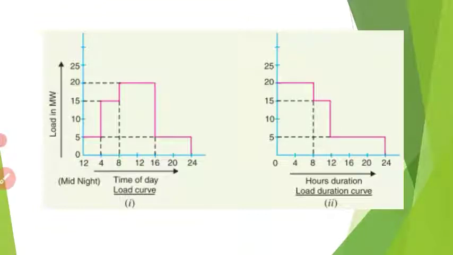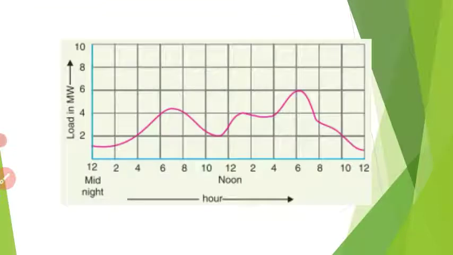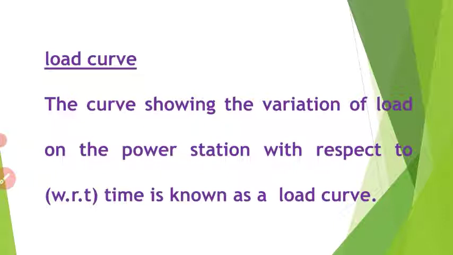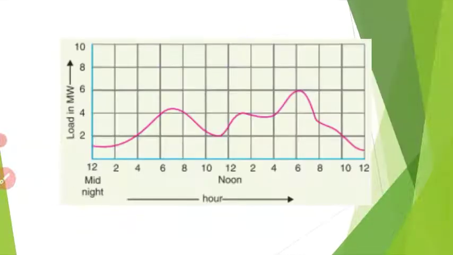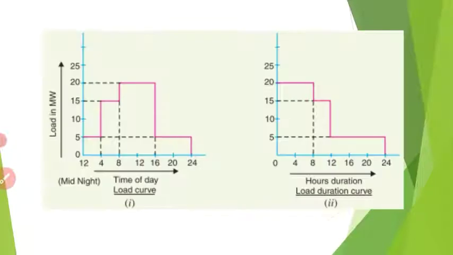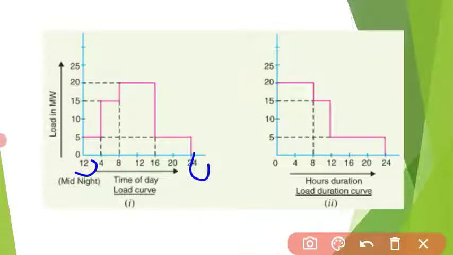This is a load curve. The load curve is drawn with respect to time. It is drawn from midnight to midnight. Say at night there will be 5 megawatt, after that 15 megawatt from 4 to 8 hours, then 20 megawatt during the 8 to 16 hours. The curve which shows the load variation with respect to time is called the load curve.